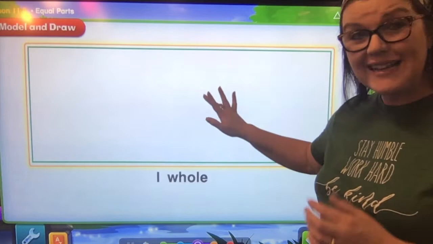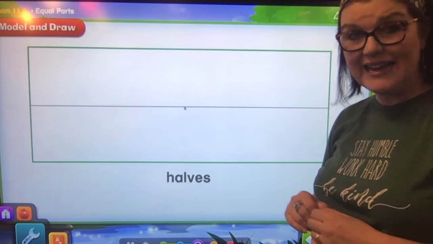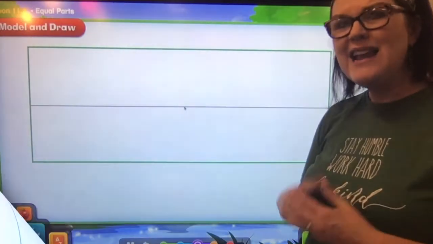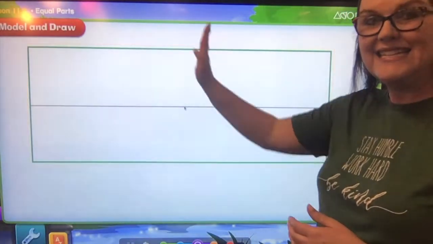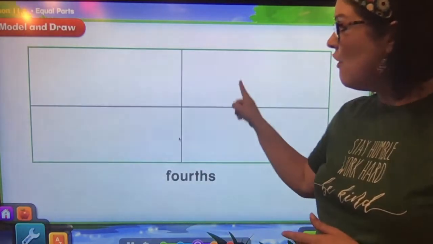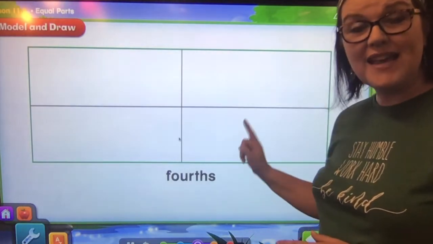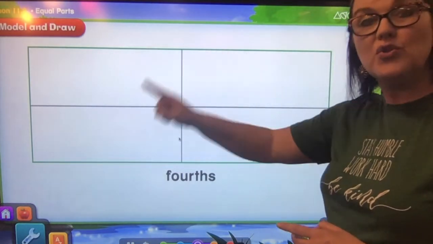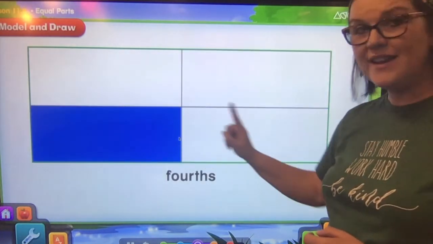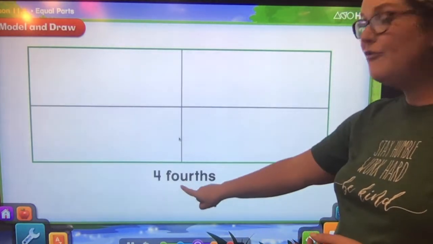All right, now we're going to click it and we're going to divide it in half by just creating a line. As you can see, the line makes two halves that are equal parts. Now, what if we drew a line down the middle? How many parts would we have? We would have 4 equal parts. And then we call these fourths because there are 4 equal parts to the green rectangle. 1, 2, 3, 4. There are 4 equal parts. And we say 4 fourths.